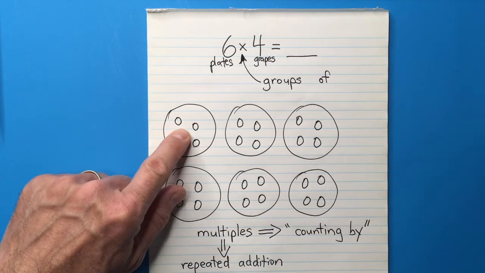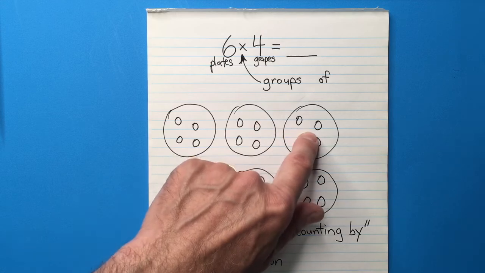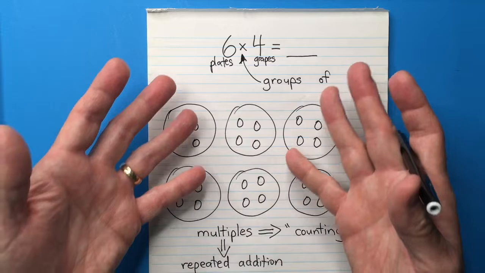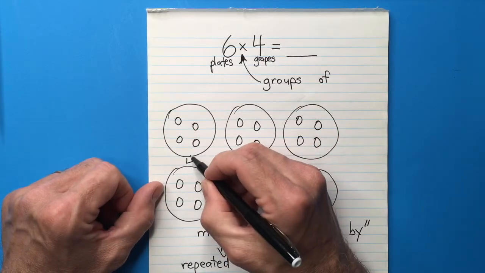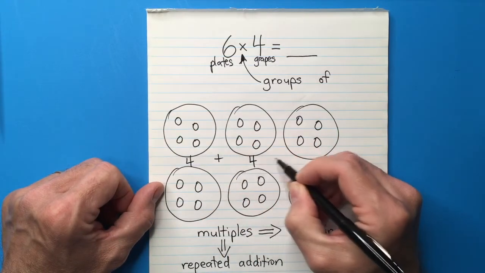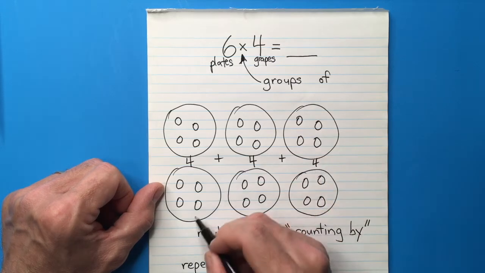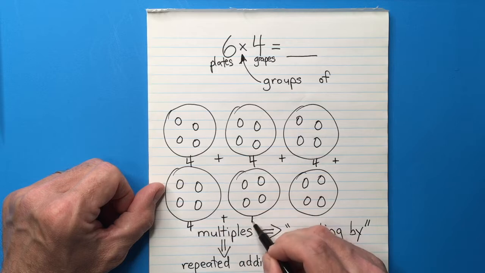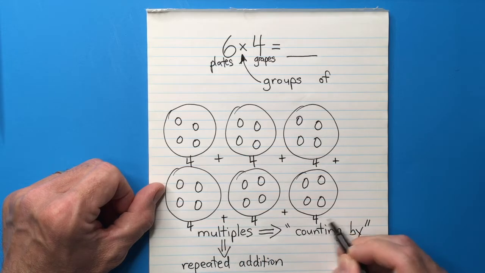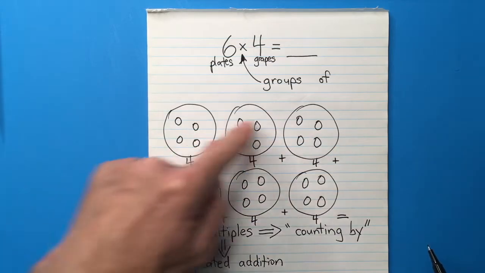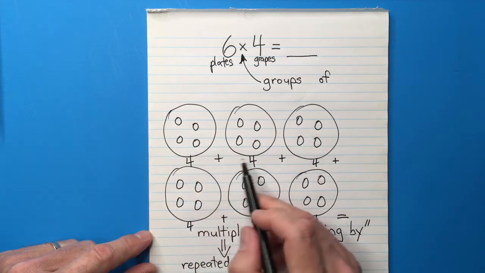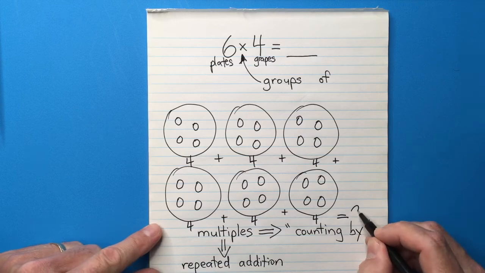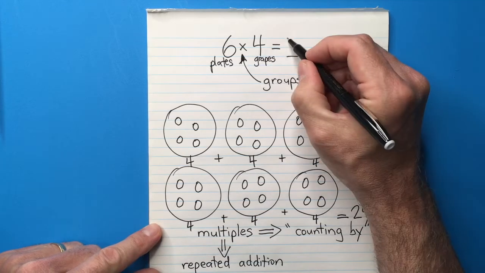So here we go. 4, 8, 12, 16, 20, 24. I just counted by 4s, right? 4 plus 4 plus another 4 plus 4 plus 4 plus 4. In total, we've got 4 plus 4 plus 4 plus 4 plus 4 plus 4 equals 24 grapes.